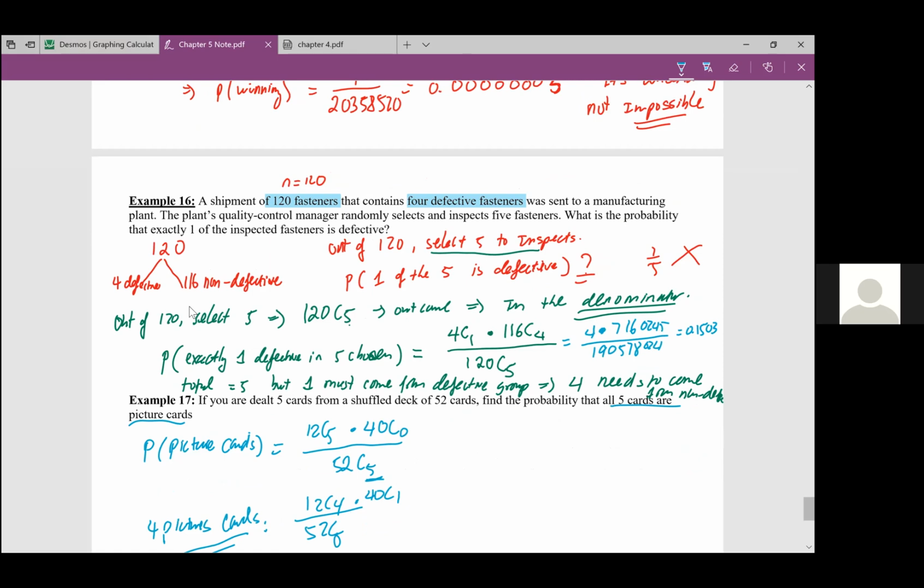Sorry, my mic was muted. So just so I got this right: if the question said, find the probability that 4 of the 5 cards are picture cards, that would be 12C4 times 40C1. Okay, cool. Makes sense now, Austin? Yeah, that makes sense. Okay, all right.